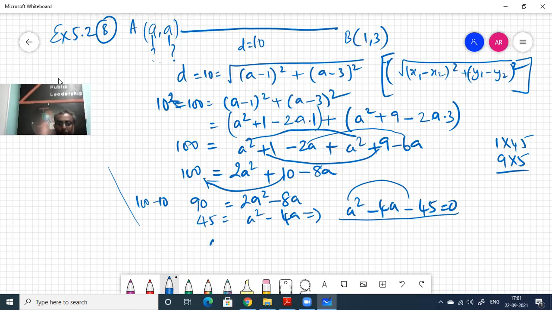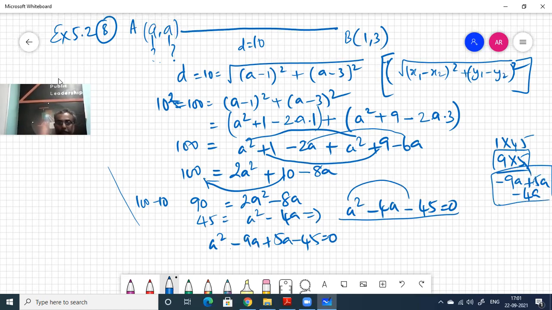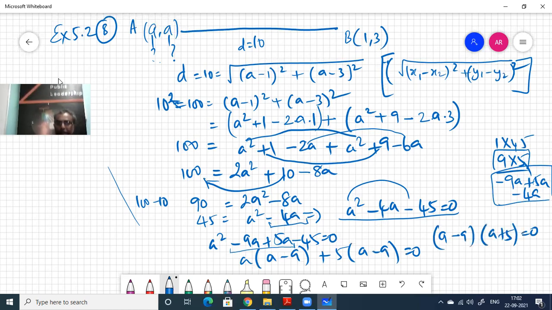Therefore a squared minus 9a plus 5a minus 45 equal to 0. You know how to do this, right? 9 into 5, minus 9a plus 5a will be equal to minus 4a. You understand that these two together will be minus 4a. Then a into a minus 9 plus 5 into a minus 9 equal to 0. That means a minus 9 into a plus 5 equal to 0. A is equal to 9 or a is equal to minus 5.